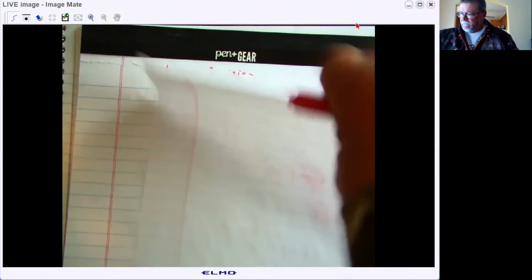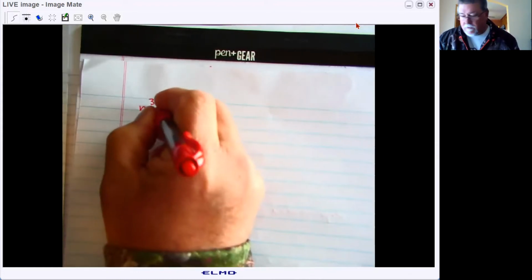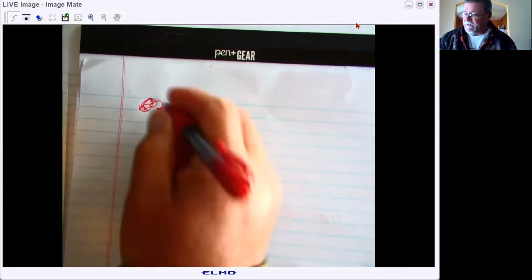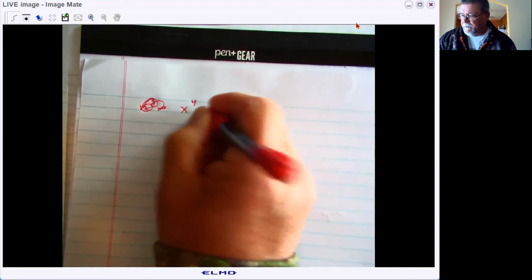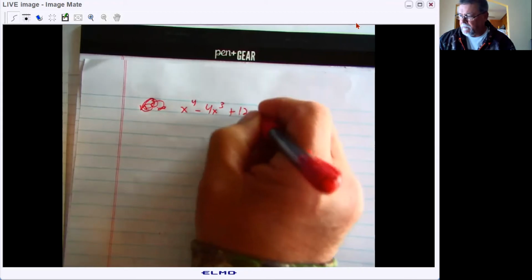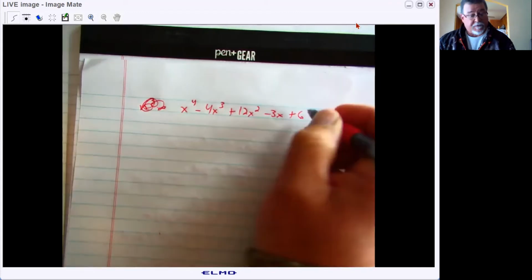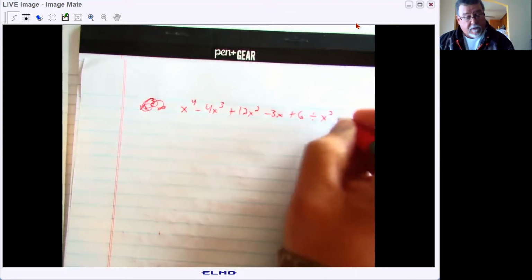All right. So here's our next problem. N cubed minus, I started writing down the wrong problem, the one we just got through doing. I apologize. X to the fourth minus 4x cubed plus 12x squared minus 3x plus 6 divided by x squared plus 8.